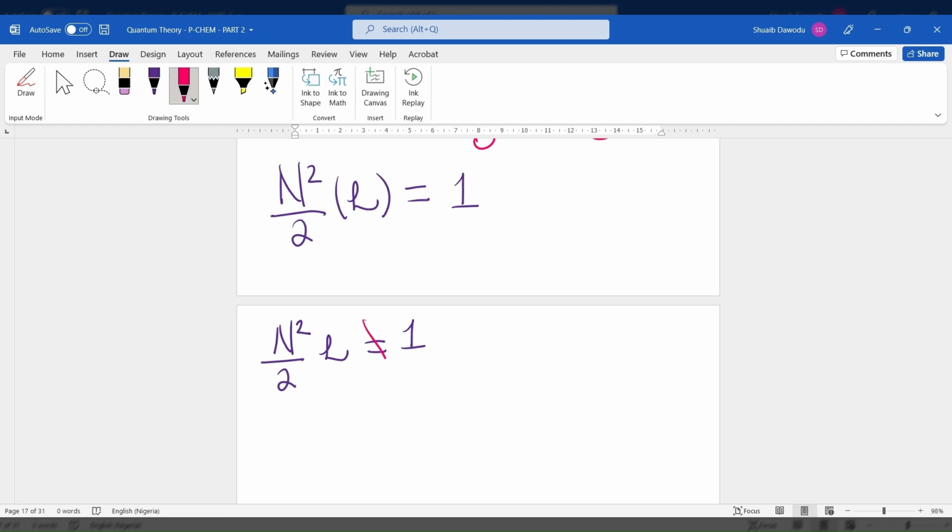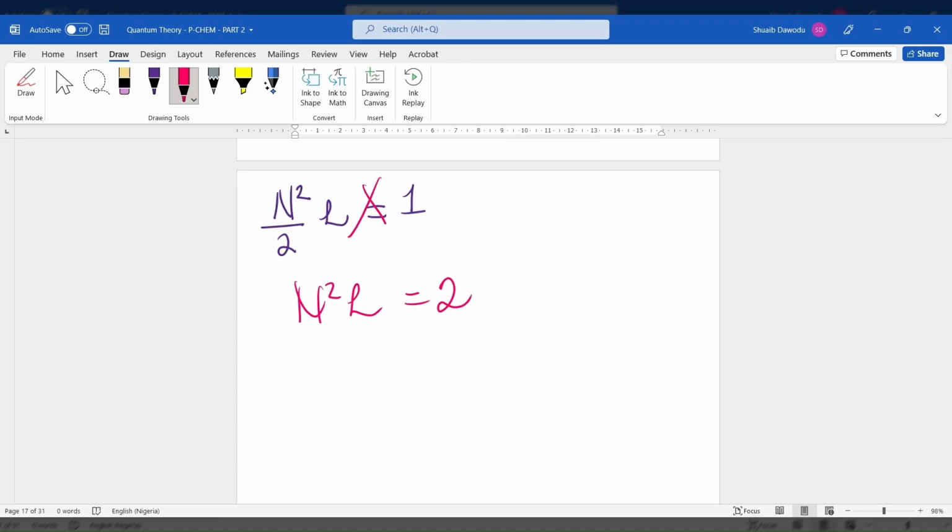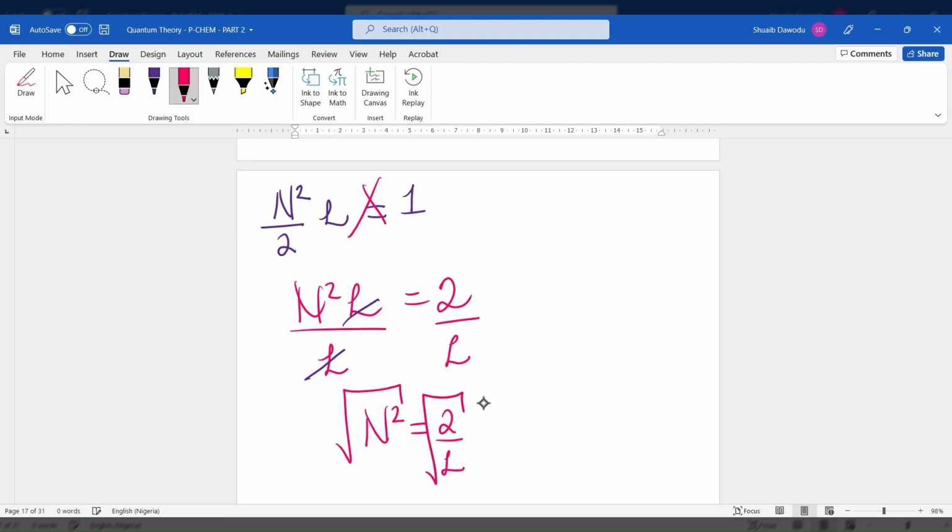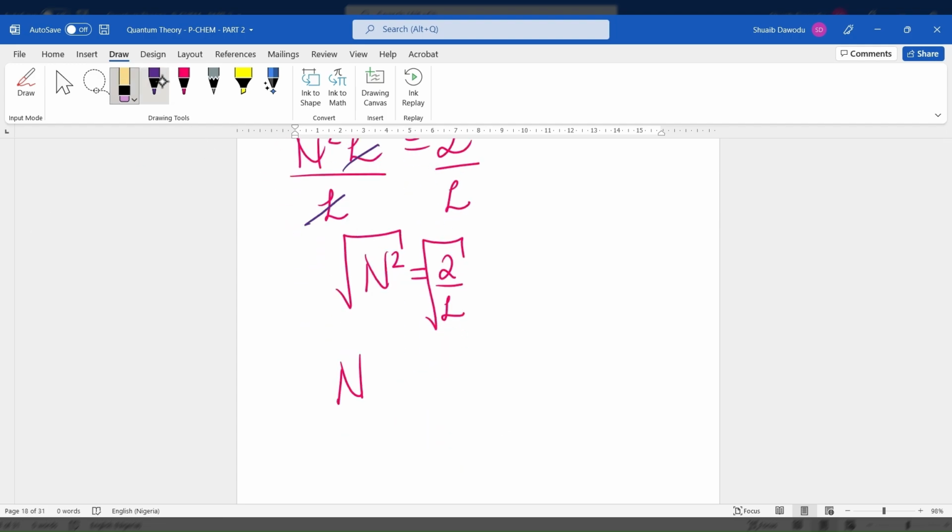Let's just cross multiply. So that would be n squared L is equal to 2. And we're going to solve for n because we're trying to solve for the normalization factor. So divide by L here, divide by L here. So that would be n squared equal to 2 over L. To determine what n is, we will find the square root of n squared. So finding the square root of n squared will equate n to be the square root of 2 over L.